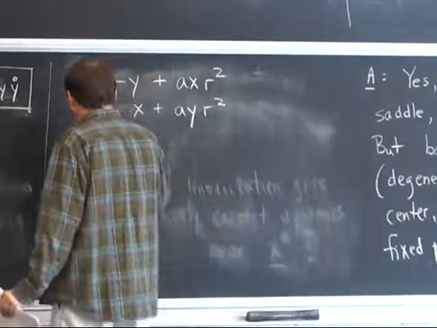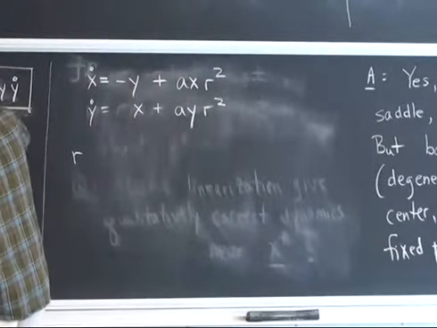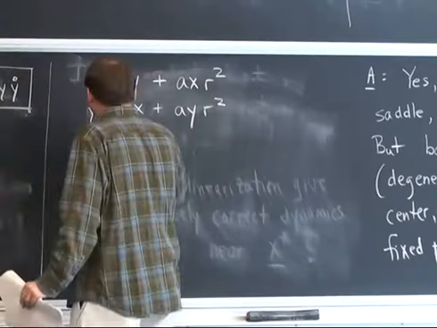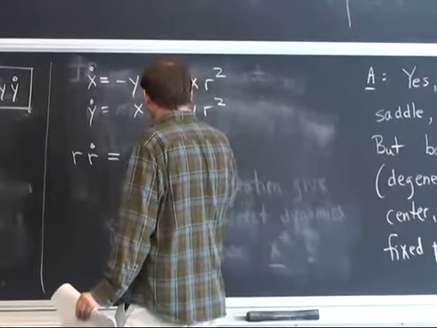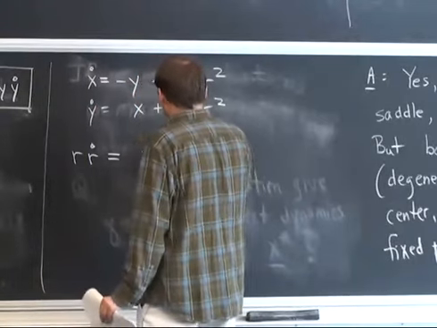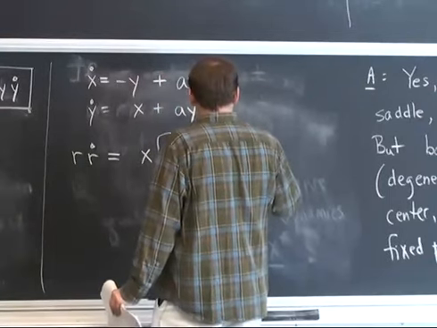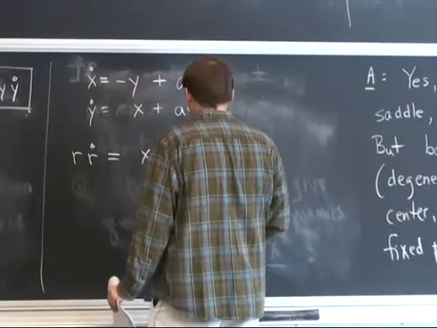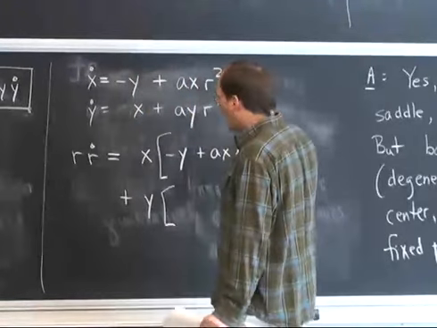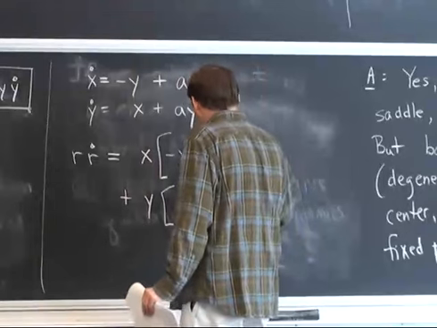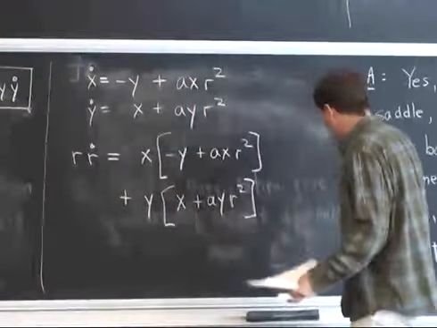We go r, well, I wrote r dot r. That looks funky. R dot r would be x times x dot, minus y plus a x r squared, plus y times y dot, so then I go x plus a y r squared, and simplify that a little.